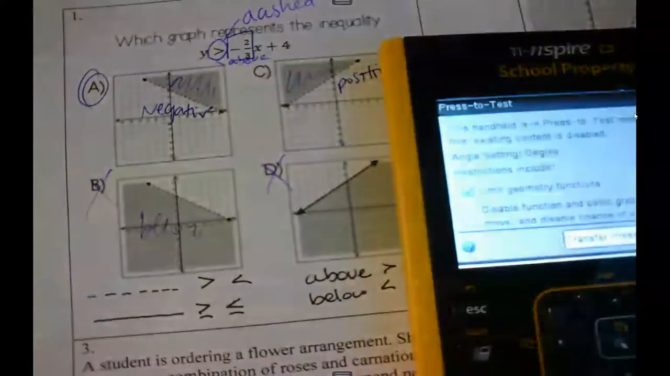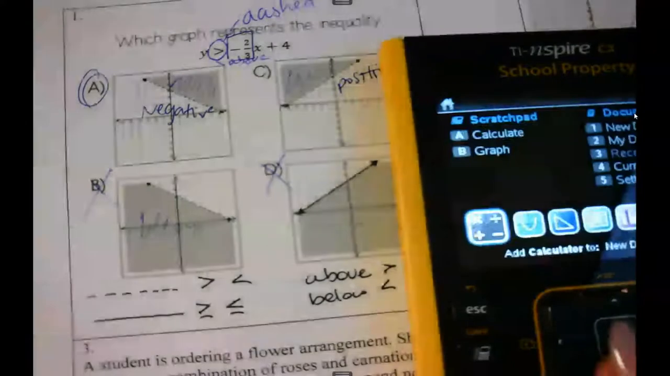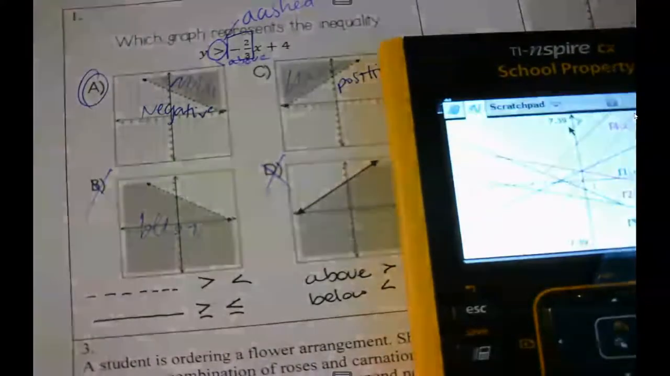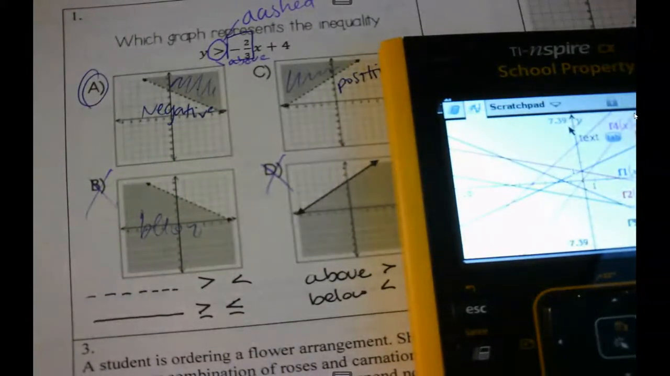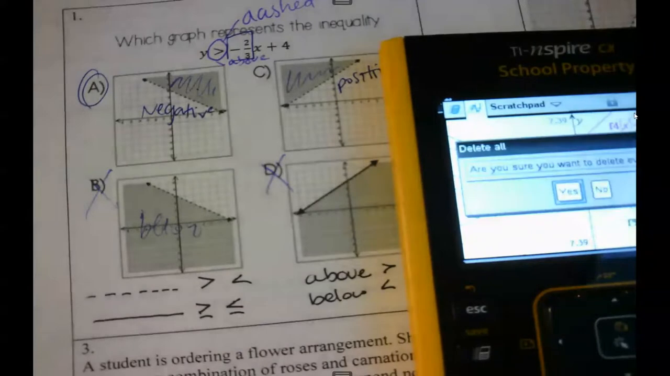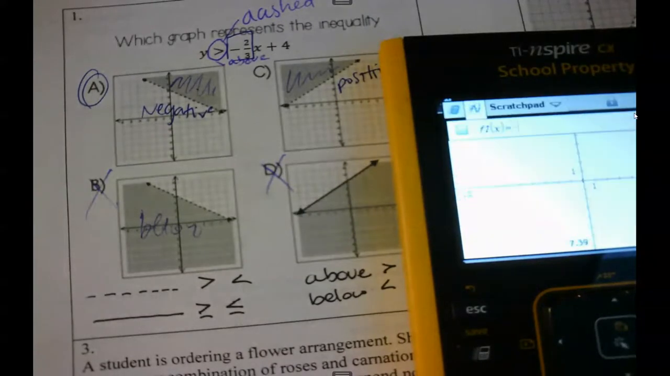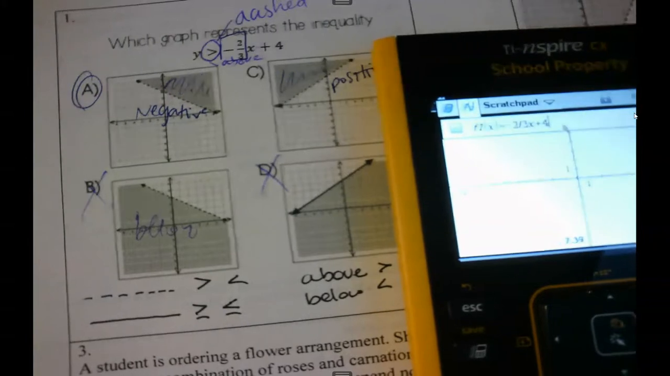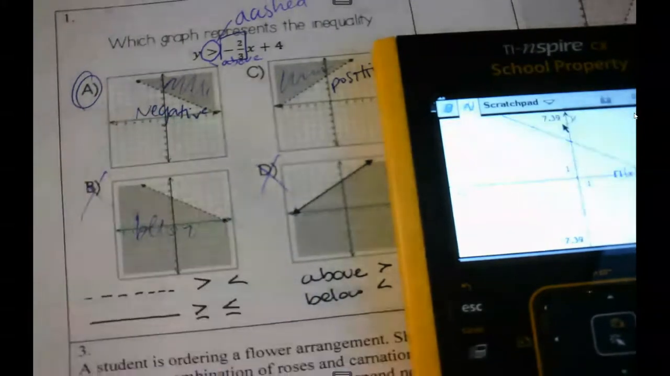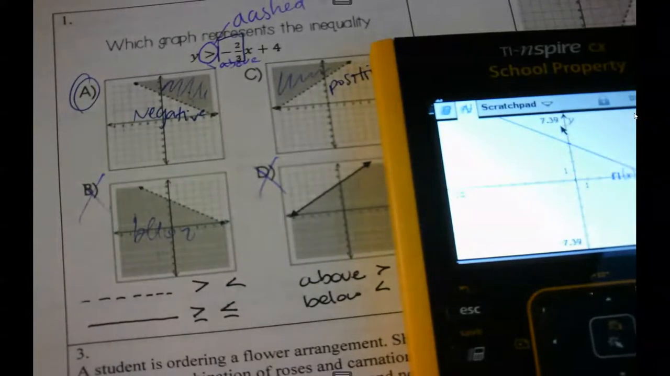But again, we can come to our calculator and go to the graph. Oh, goodness gracious. And type in menu 3, 1, negative 2 divided by 3x plus 4. And it is this one. That's the one that matches.